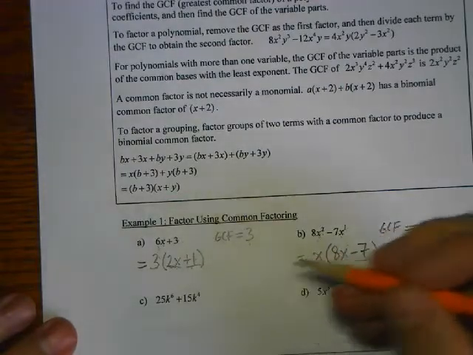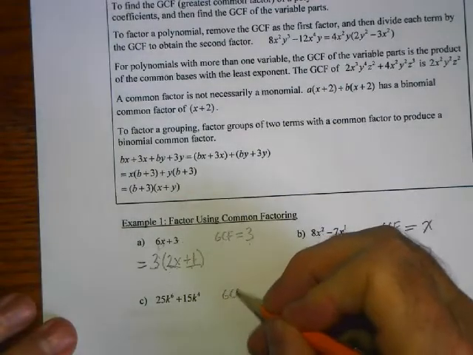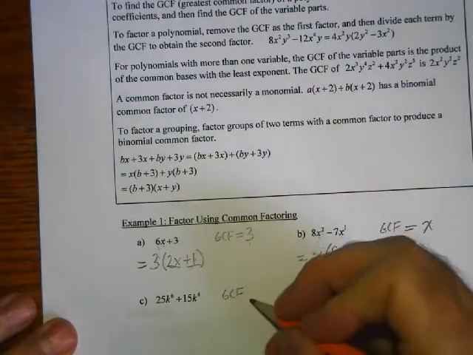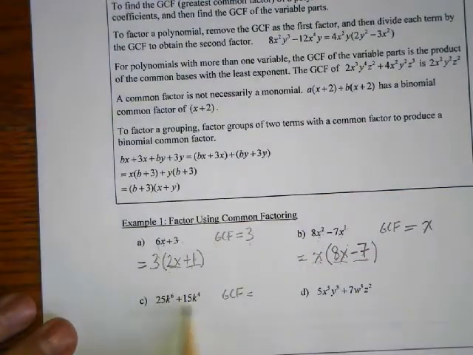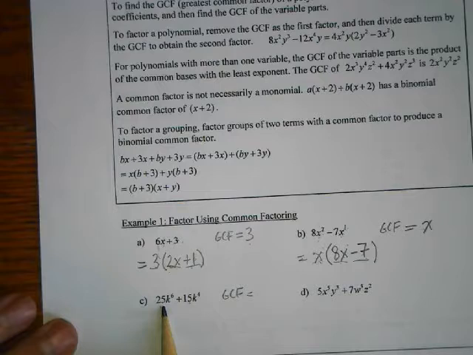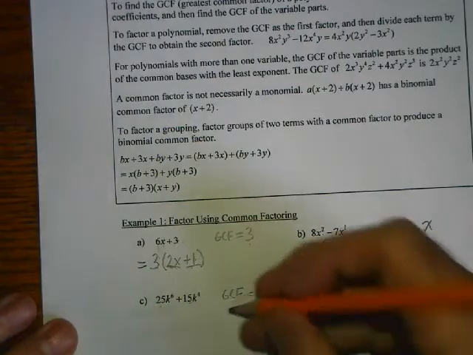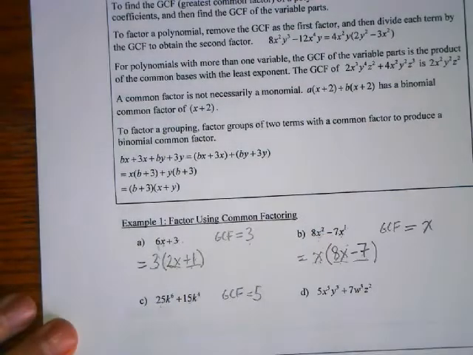You know, we could use any variable we want, so let's change it up here. First thing I do is look at the numbers of each of the terms. What's the biggest number that goes into 25 and 15 evenly? Well, that would be a 5, right? Nothing higher than that. So you always pick the highest one. So for this case, it's going to be 5.